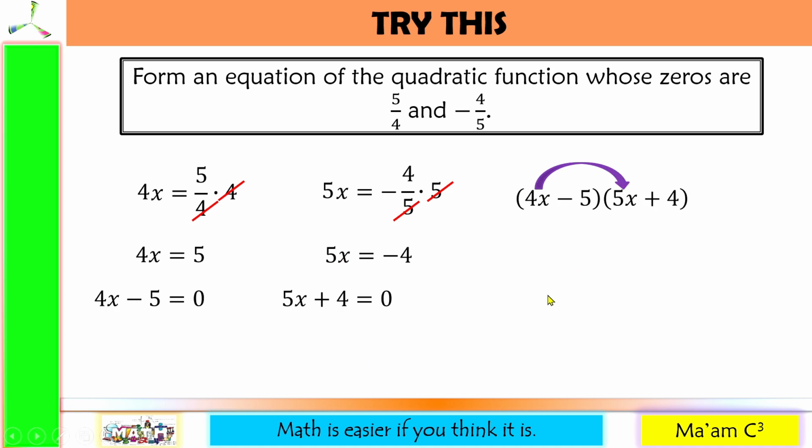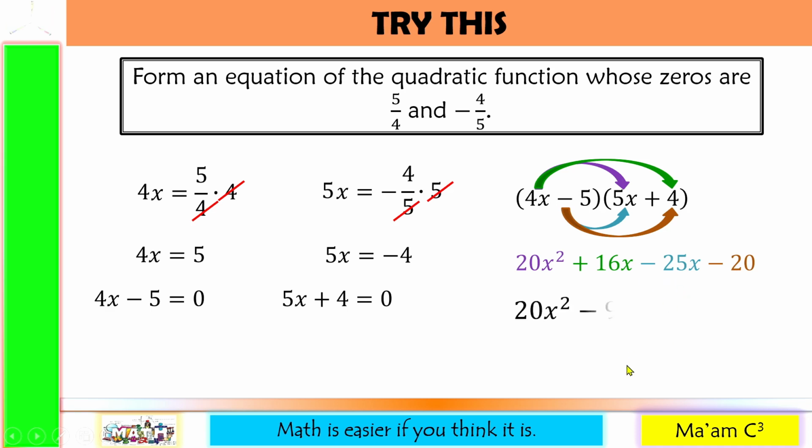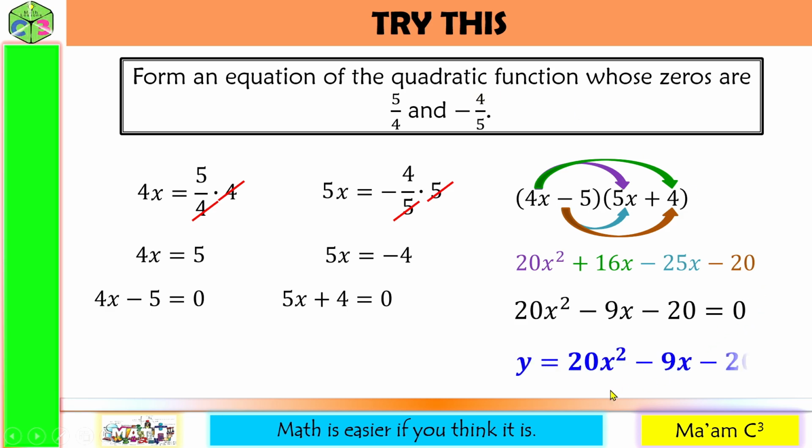So I have 4x times 5x, that is 20x squared. 4x times 4 is 16x. Negative 5 times 5x is negative 25x. Negative 5 times positive 4 is negative 20. Positive 16x minus 25x will give me negative 9x. Since I'm looking for a function, I'll replace this 0 by y. So y is equal to 20x squared minus 9x minus 20. This is the equation of the quadratic function whose zeros are 5 over 4 and negative 4 over 5.